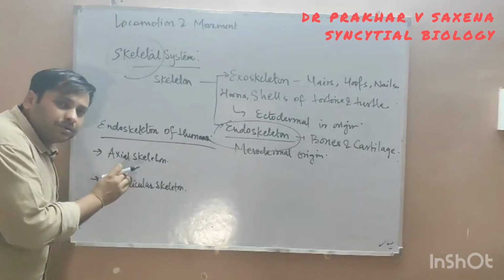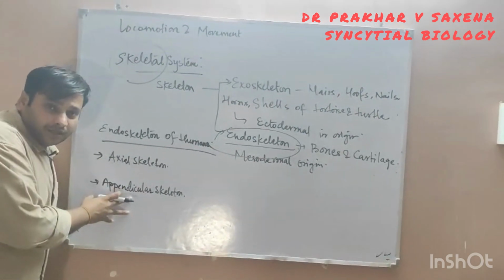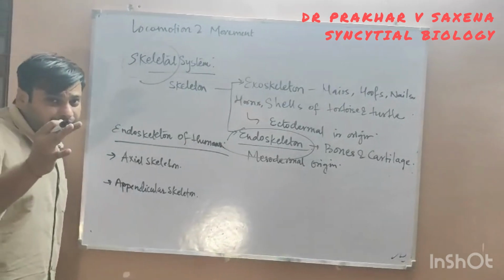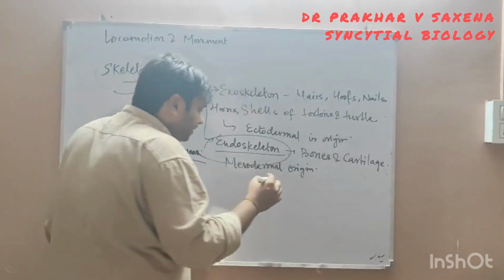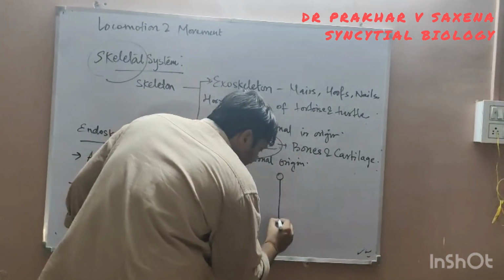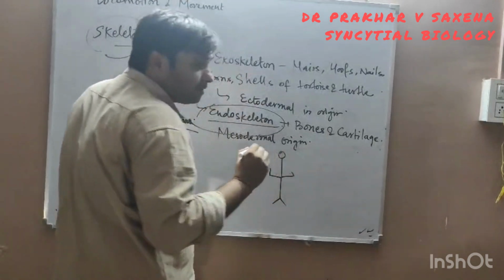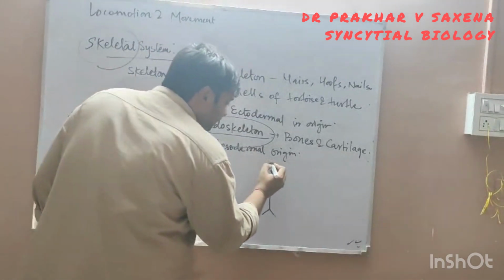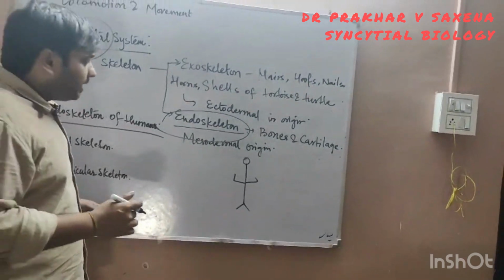Now to understand these two terms and to differentiate easily between them, you should know about the planes of the human body, how we divide the human body into different planes. We'll make a stick diagram here. This will help you understand how many different planes we use to divide the human body and how we name the axial skeleton and appendicular skeleton.